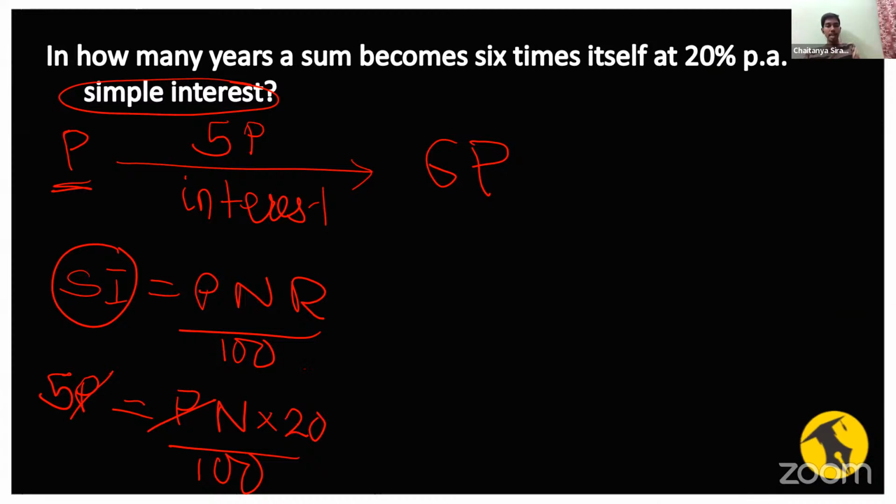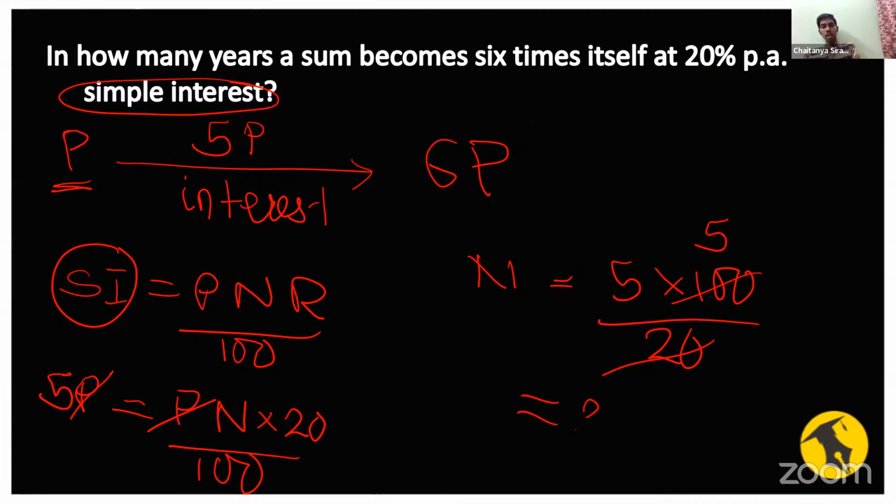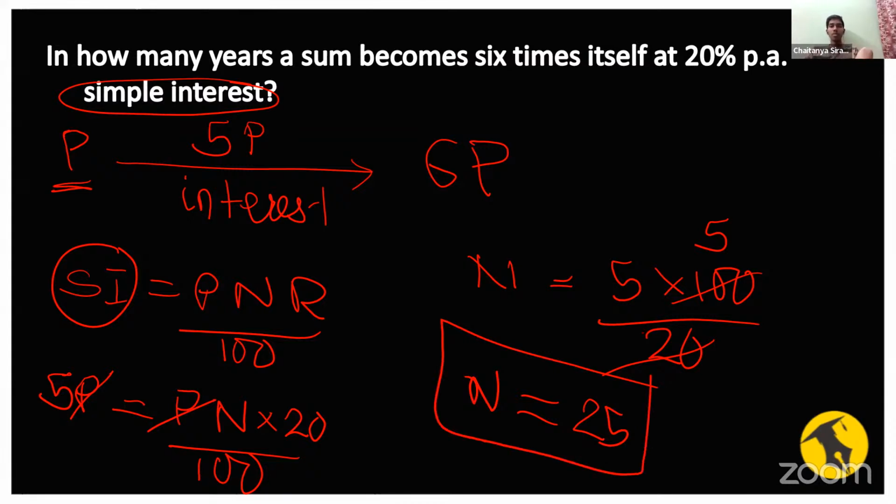So can I find the N now? N would be simply 5 into 100 upon 20. If you divide by 5, you will get 25 as an answer. That means in 25 years, the amount will become 6 times of itself.